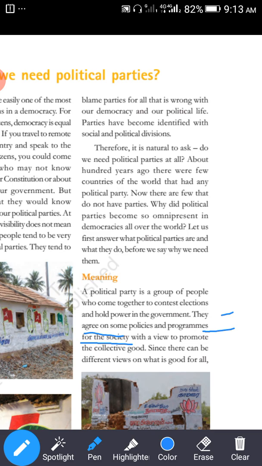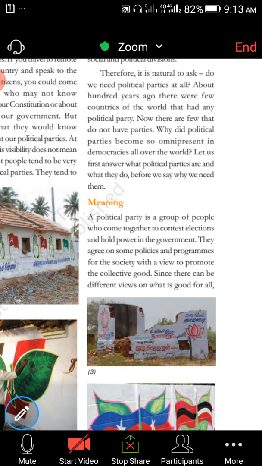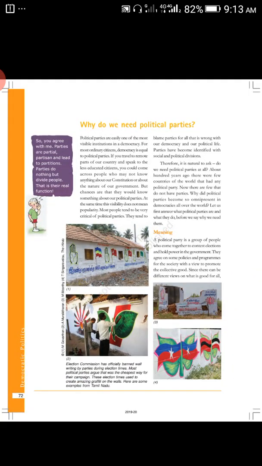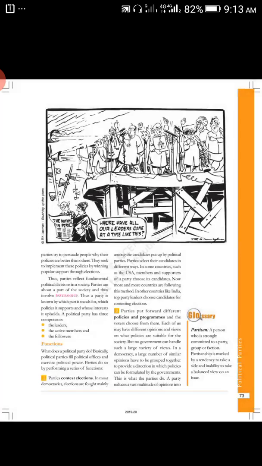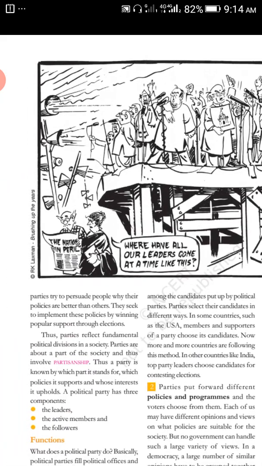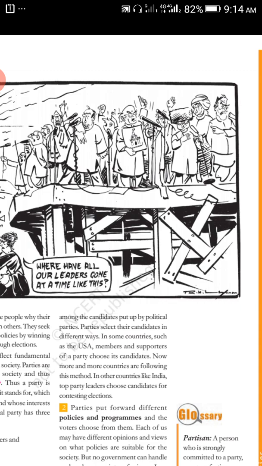They think, oh, this program is important for the upliftment of those people or for the society, with a view to promote the collective good. Then there can be different views on how they may improve the conditions. Maybe some have a different idea, some think that by these activities improvement can be possible, or some think that those activities may be possible. So here you may see some pictures where all our leaders come together at a time like this. What happened then? And you also have the idea.